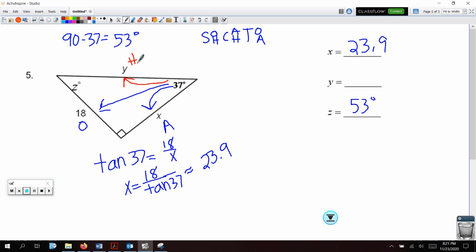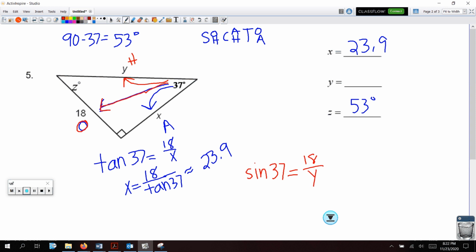We still have to use this 18, which is still the opposite side, right? What we're looking for and what we have, we need to have that in the equation. So opposite, hypotenuse, that means sine. So I'm going to use sine to find y. So sine of 37 degrees is equal to opposite over hypotenuse.